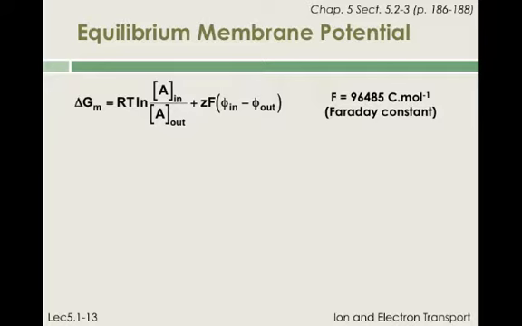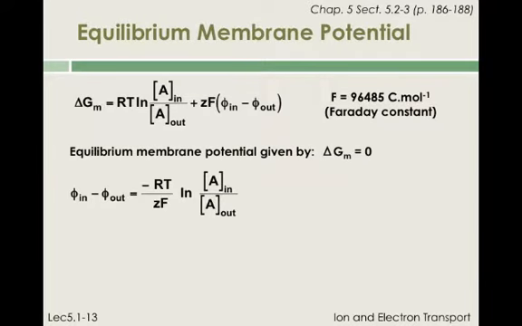Using this expression for the change in free energy, we can calculate the equilibrium membrane potential delta phi. At equilibrium, the change in free energy is equal to 0 for any constant pressure, constant temperature process. The expression for delta G can then be rearranged to yield an expression for the equilibrium membrane potential.